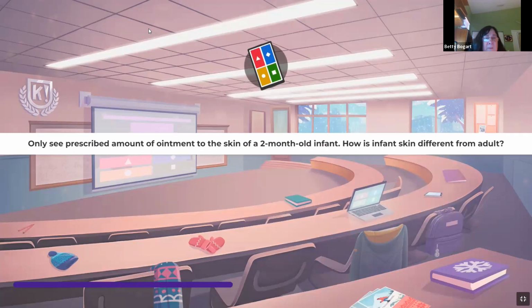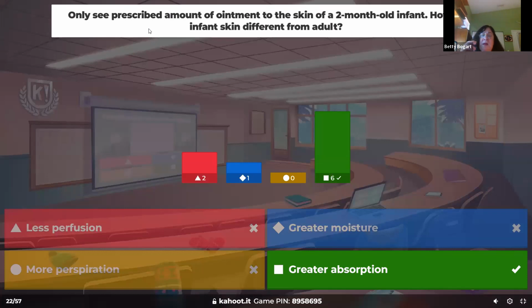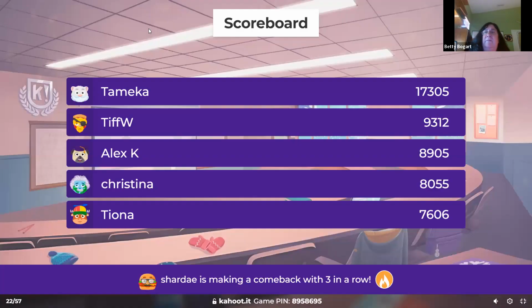Apply only the prescribed amount of ointment to the skin of a 2-month-old infant. How is the infant skin different than adults? And this is your discussion question for this week. So you only use prescribed amounts. You're given this big old tube, but if they say only a 1-inch ribbon, that's all you use for whatever they're telling you. Infant skin, they absorb very quickly. For instance, if you're using a steroid cream, that can be absorbed into the body. So now you're getting high levels of steroids, and that can cause other sorts of problems for that infant.